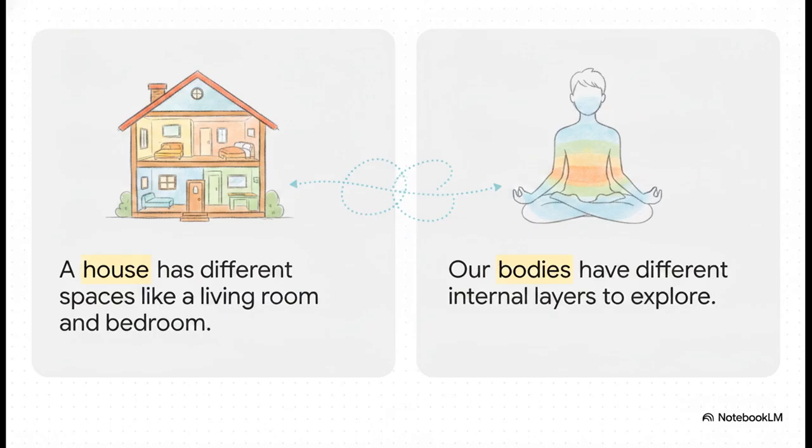The text gives us this wonderfully relatable metaphor for a concept called Panchakosha meditation. Think about a house. A house has different physical spaces, right? A living room for gathering, a kitchen for nourishment, a bedroom for rest. Well, just like that house, our bodies have different internal layers, known as koshas.